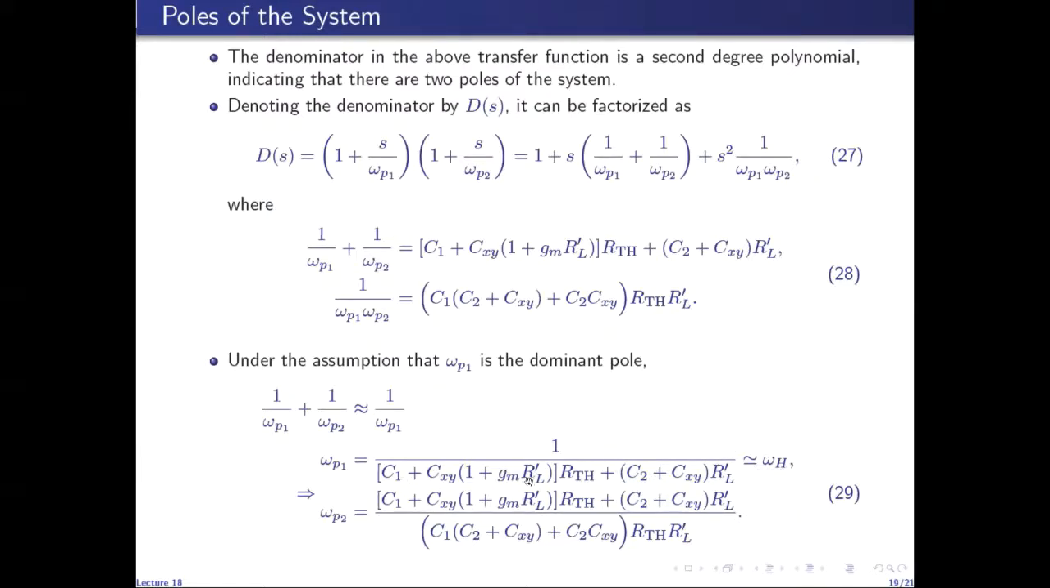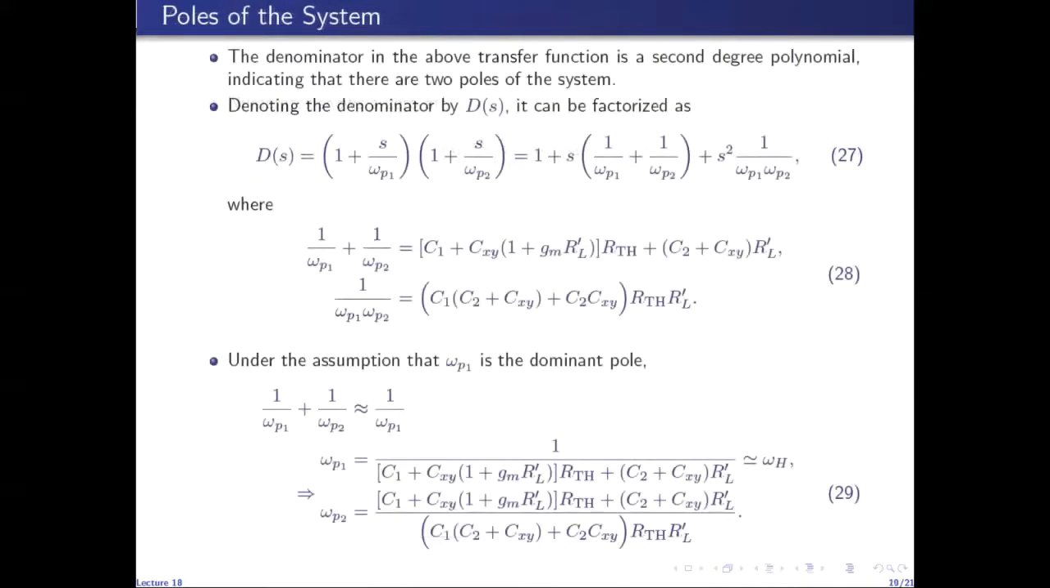So using this expression, I can find omega p2. So omega p2 is 1 over omega p1 times 1 over this factor. So 1 over omega p1 is this factor, which is the numerator here, times 1 over this factor, which comes in the denominator here. So under this assumption, we find the two pole frequencies given by these expressions, in which omega p1 very well approximates the higher cutoff frequency of the amplifier.